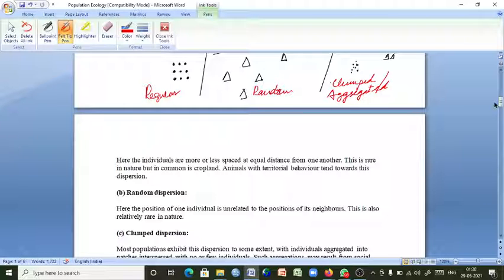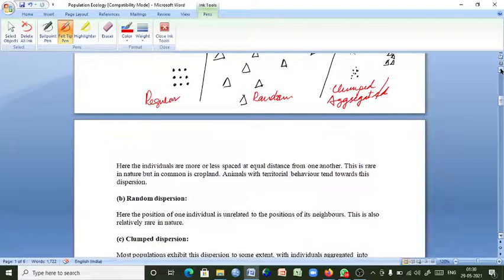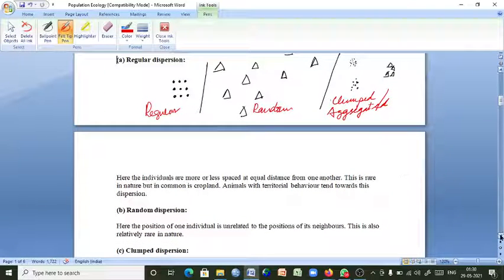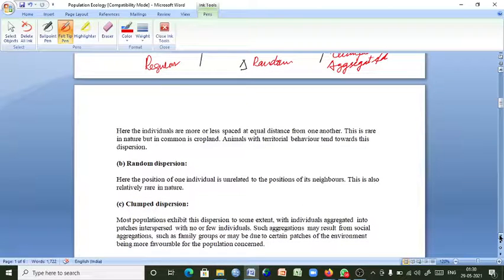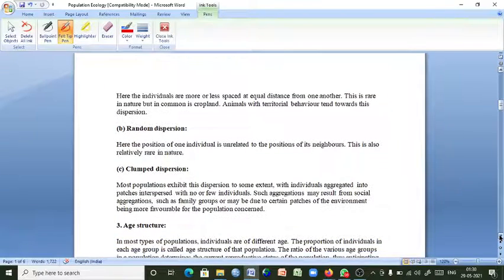And in random dispersion, there is no specific pattern. Here, the position of one individual is unrelated to the position of its neighbor, and this is also relatively rare in nature. And the third one, already I mentioned, the clumped or aggregated one. They prefer to associate with each other and aggregate into patches or patchiness with few or several individuals. Such aggregation may result from social aggregation, family groupings, or other biotic interactions. And obviously, the environment plays an important role for this patchiness also.